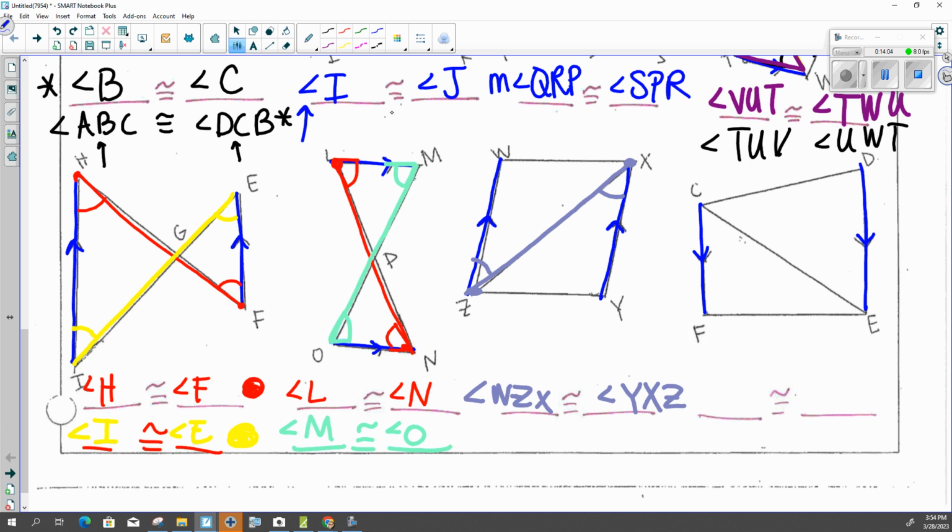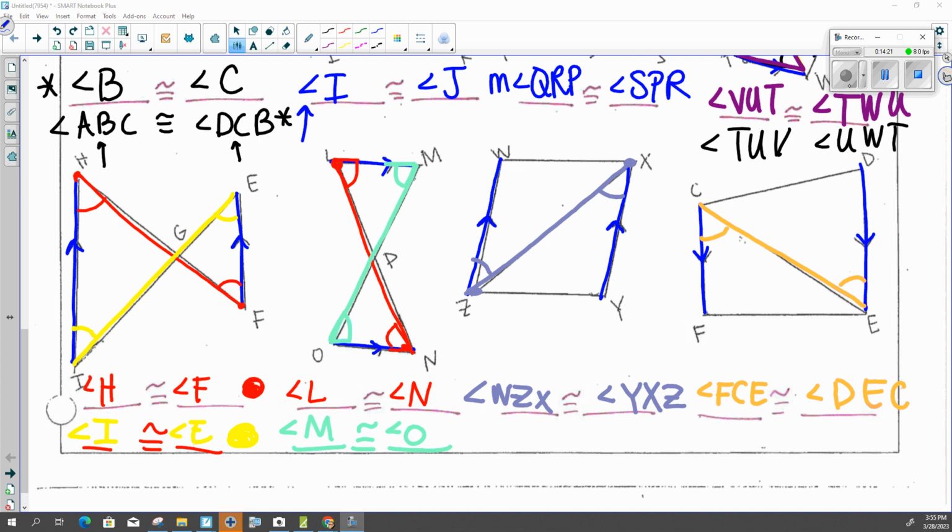Okay, please try this last one on your own, then come on back and see if our answers match. All right, here's what I ended up with. Once I focused on just the transversal and not those 2 other lines, I can see the alternate interior angles.